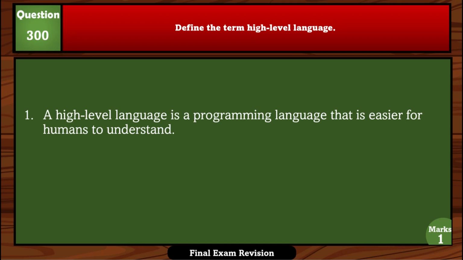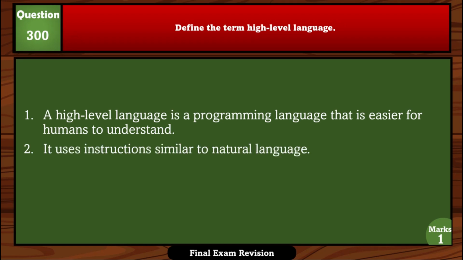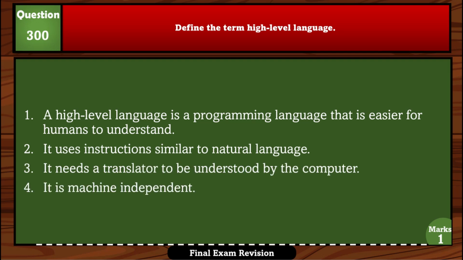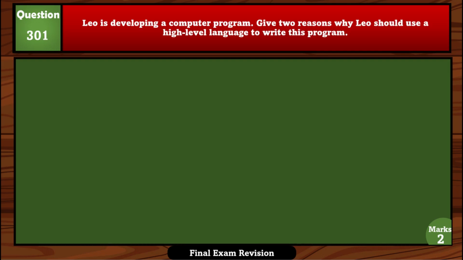A high-level language is a programming language that is easier for humans to understand. It uses instructions similar to natural language like English. It needs a translator to be understood by a computer, and it is machine independent. Question 301. Leo is developing a computer program. Give 2 reasons why Leo should use a high-level language to write this program.